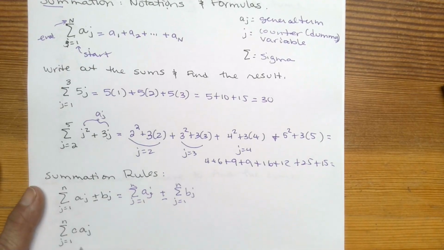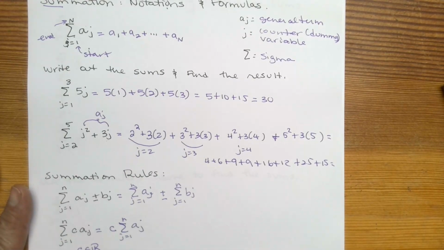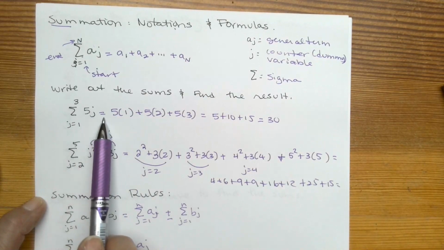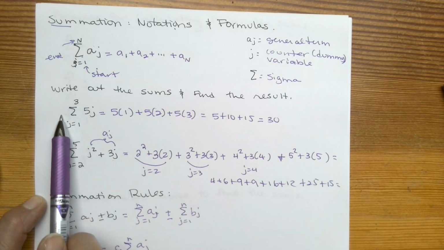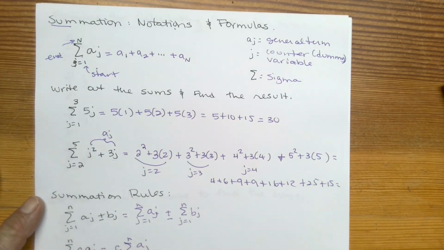And then this one, c is just a real number. So if you have a constant multiple of a term, then that constant multiple, like it does in so many things in math, gets to move out front. And we get the same result. So for instance, if we looked up here at our 5 times j, we would have gotten the same answer if we moved the 5 out front, added up our j's from 1 to 3, and then multiplied that answer by 5. Awesome.